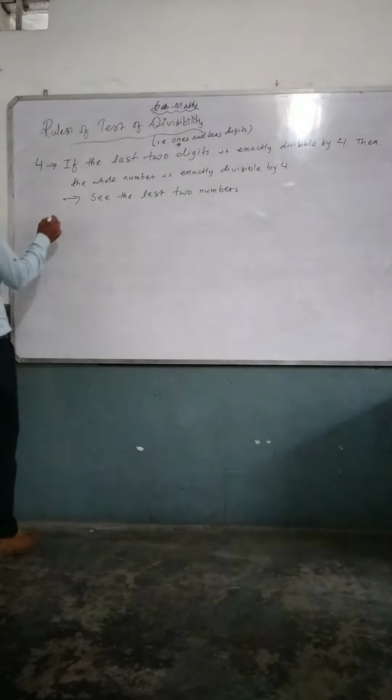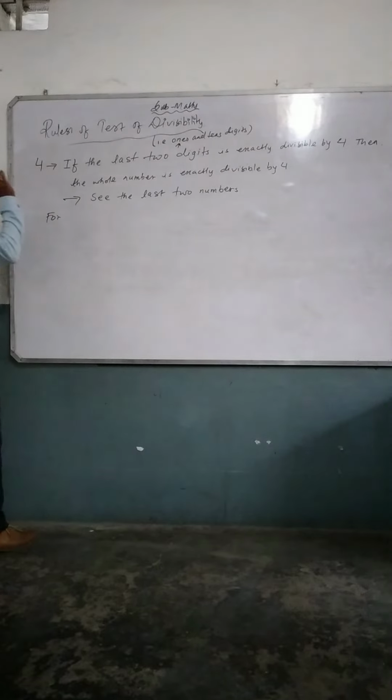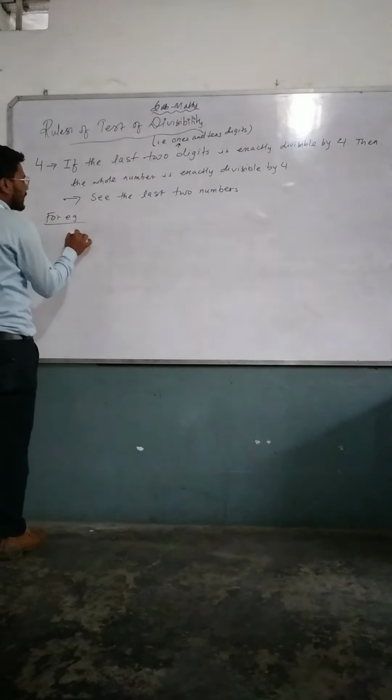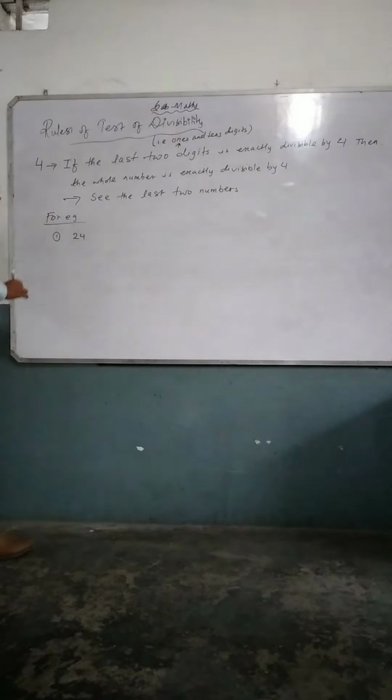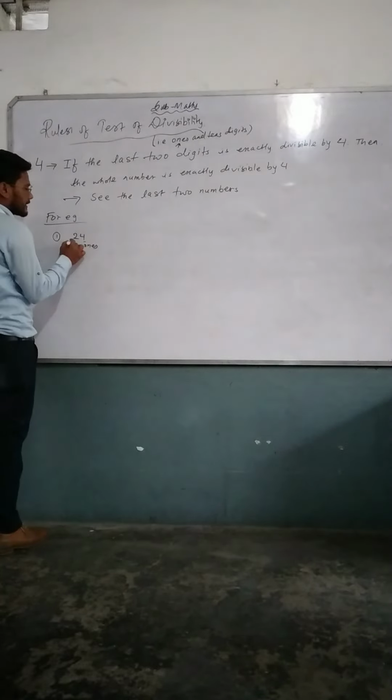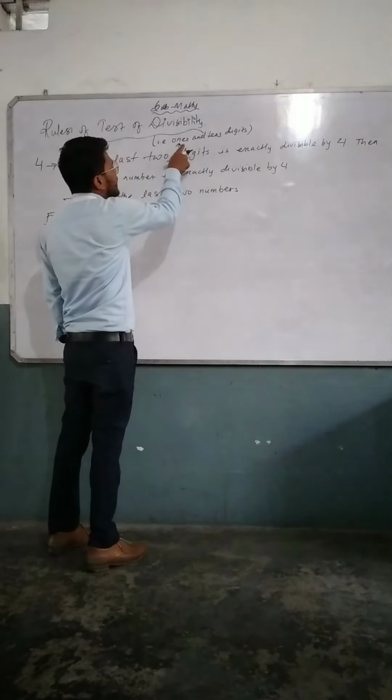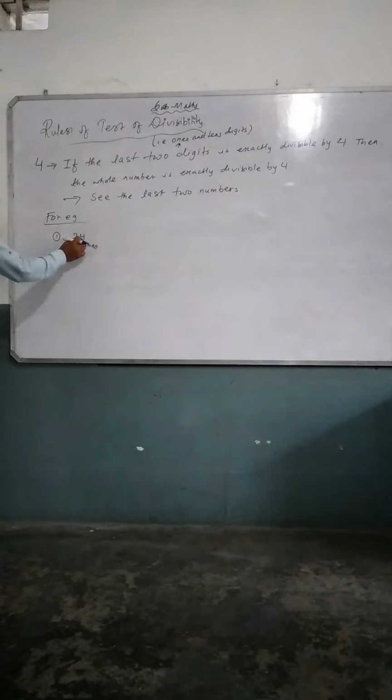Now let me give you an example for this test of divisibility of 4. Let us take one example: 124. According to the rule, you have to see the last 2 numbers. That means this is ones and this one is tens. Here it is mentioned that 2 digits means you have to see the ones and tens digits. So the last 2 digits are those 2 numbers only, isn't it?